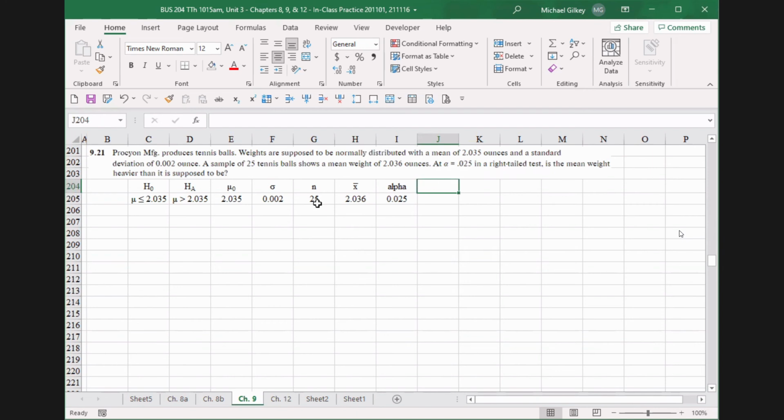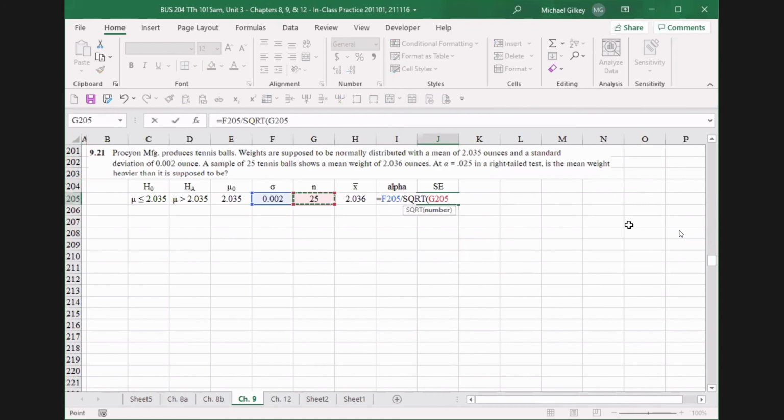And the sampling distribution does not have that as a standard deviation. It has standard error. And how do we compute standard error? It is the standard deviation divided by the square root of n. Right? And if you do that in your head, square root of 25 is 5. 0.002 divided by 5 is 0.0004, I think, right? Yeah, that's what it is. Okay. That's even smaller.